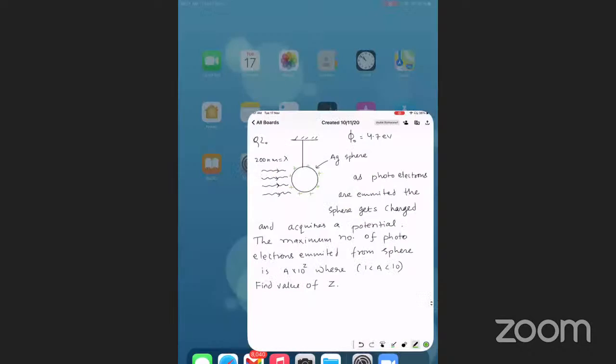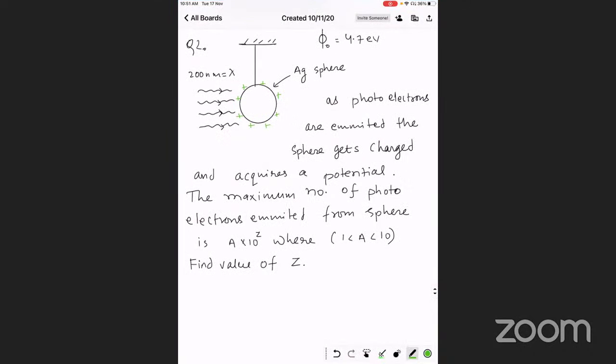Anyone got the answer? Do you remember KQ by R? Formula of potential, KQ by R. And you can write Q is equal to NE. The radius of the silver sphere is 1 centimeter. Sorry, children, I forgot to tell you. The radius of the silver sphere is 1 centimeter.